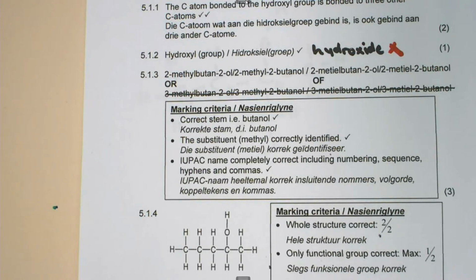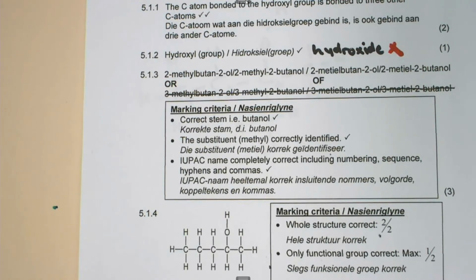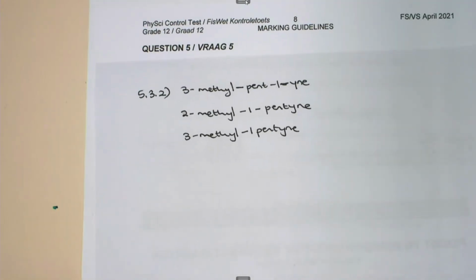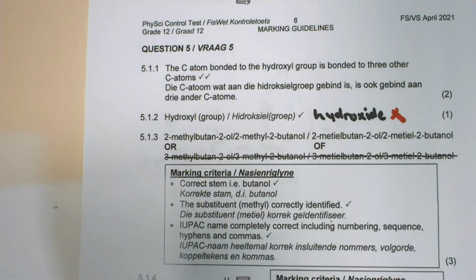It is incorrect. The only correct option is 2-methyl butan-2-ol. Now, say for instance, we have a learner, Learner A, who writes 3-methyl pent-1-yne. Remember, is it this one, 5.3.2? Okay, let me leave that one for now. I'm going to have that one for the next question.